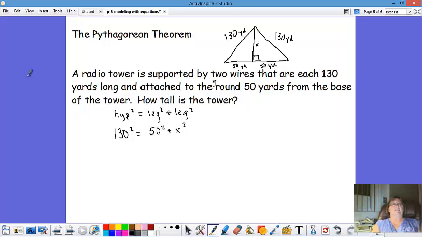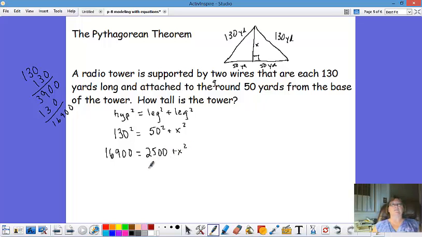130 squared, that might be daunting to some of us, but probably not. 13 times 13, well, maybe, we'll see. We bring down that 0. 3 times 0 is 0. 3 times 3 is 9. 3 times 1 is 3. 1 times 0, 0, 3, 1, 0, 0, 9, 6, 1. Oh, all right, 169, 16,900 is equal to, well, 50 times 50, we can do that in our heads, folks. That's 5 times 5, 25, with 2 zeros on the end of it, plus x squared.